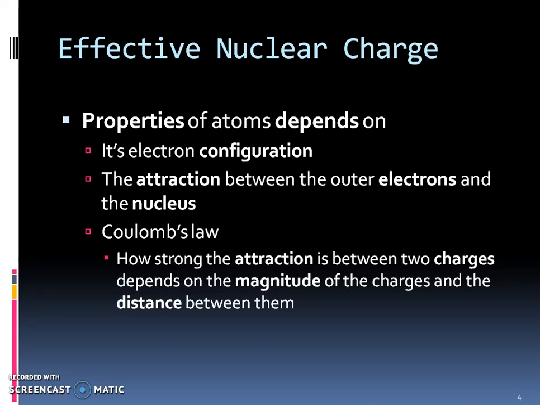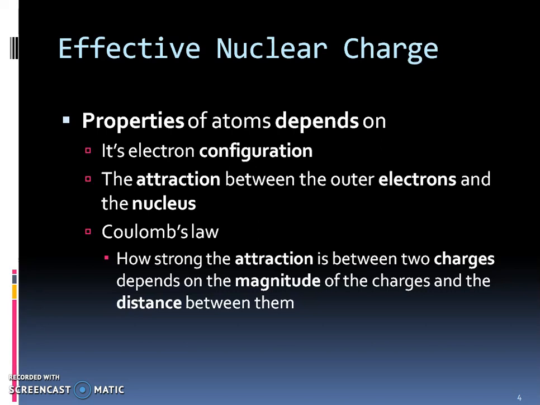So the properties of an atom really depend on the electron configuration, which we already did. And that tells us where those electrons are, and it helps us understand how the bonding occurs between atoms. Do they transfer their electrons? Do they gain or lose those electrons? Do they share those electrons? Do they make multiple bonds? All of those things. But then it also depends on the attraction between those electrons and the nucleus.